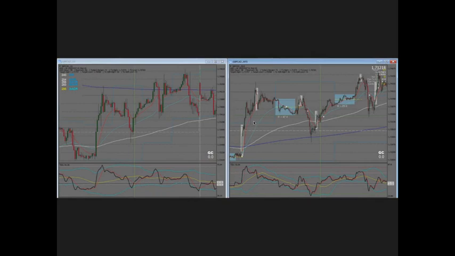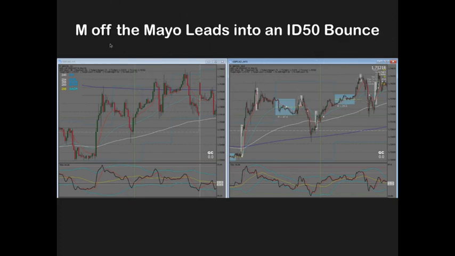All right. Sometimes what you'll get on an MW off the Mayo is a continuation trade afterwards, such as the ID50. Okay, so MW off the Mayo leads into an ID50 bounce. A lot of times you'll see this. Look, right here you have your W off the Mayo. Then you have your 1350 cross, then the first pullback to the water, and then the ID50 here. I went through that a little bit faster, but we'll look at the zoom in view on the chart, and then you'll see that a little bit clearer.